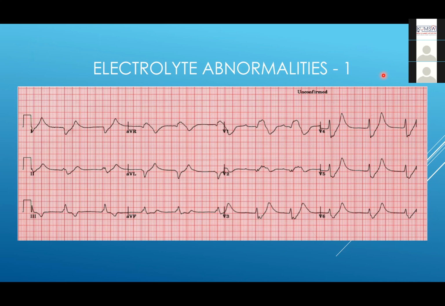So what's the rate? Come on, Mira, what's the rate? So we said calculate the 5 boxes. So 300 divided by 5, that's 60. So he's on the lower side, this patient. Okay, so we said a little bradycardic.